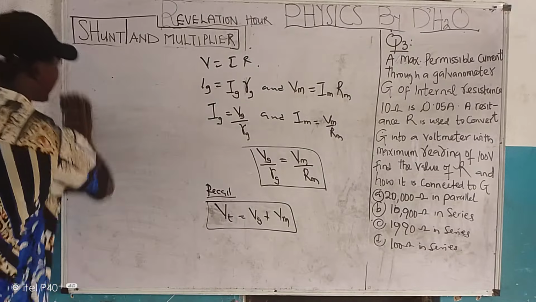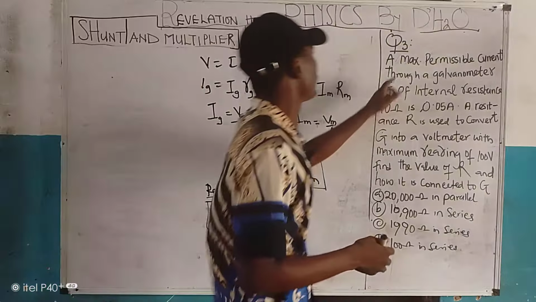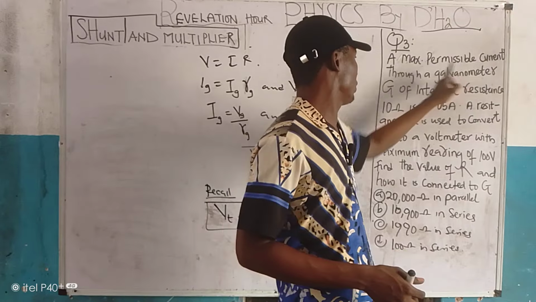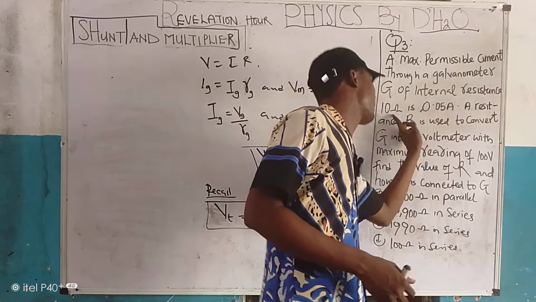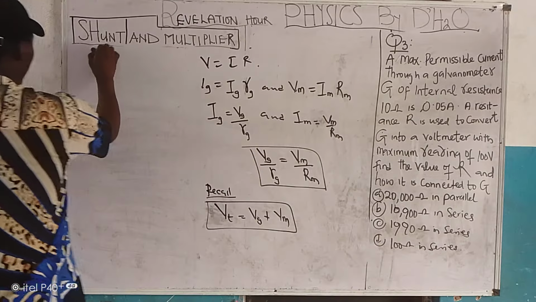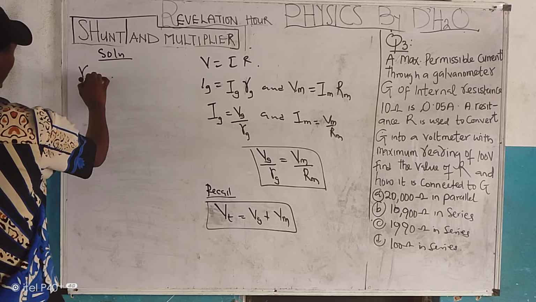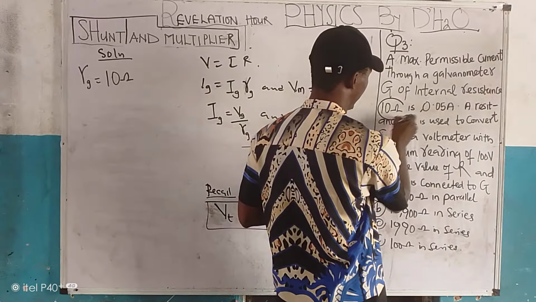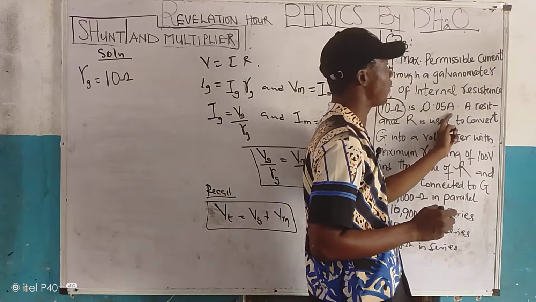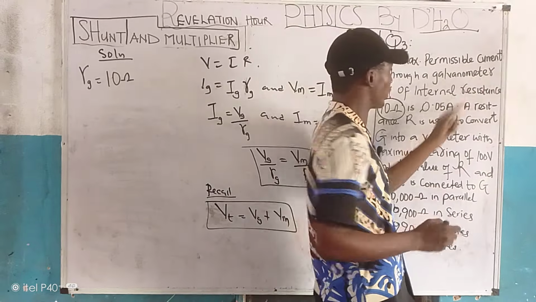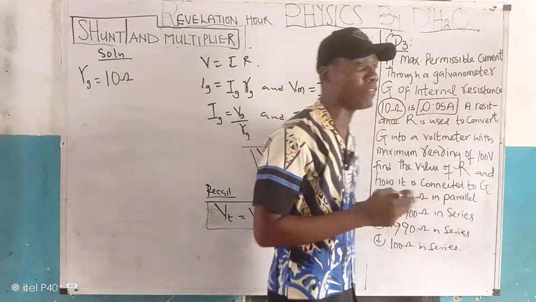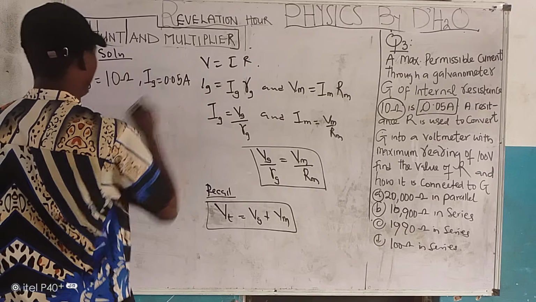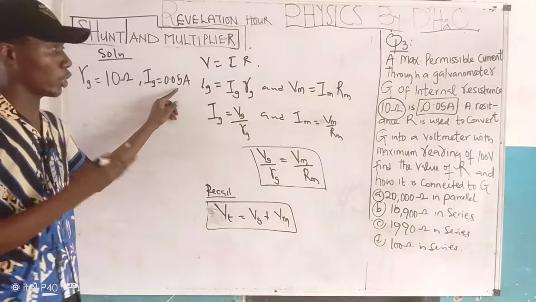The question says that a maximum permissible current through a galvanometer G of internal resistance 10 ohms. Wow, that means the resistance of the galvanometer Rg is equal to 10 ohms. That is the resistance of the galvanometer. The maximum permissible current is 0.05 ampere. So the current in the galvanometer is 0.05 ampere. This is the resistance, this is the current.